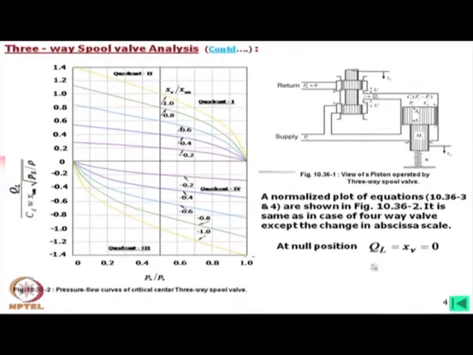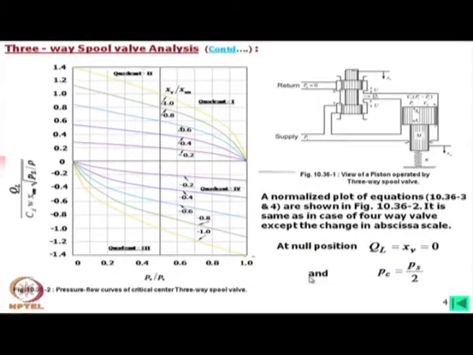Now, at null, Q L is equal to 0, X b is also 0. No, here it is, X b is 0 is here, not that. This is in the 4-way valve, you will find this is the 0 position for flow as well. We have considered X b is equal to 0, that means this is the 0. So, this might be the curve at null positions.